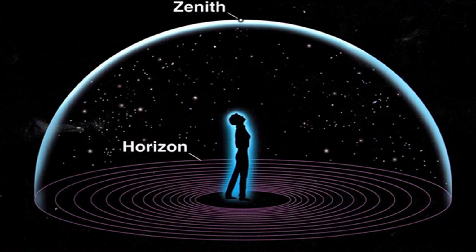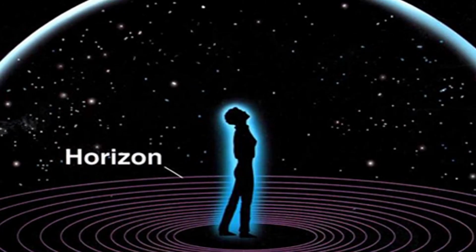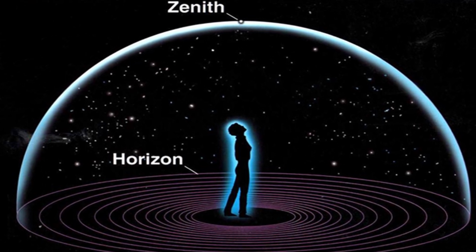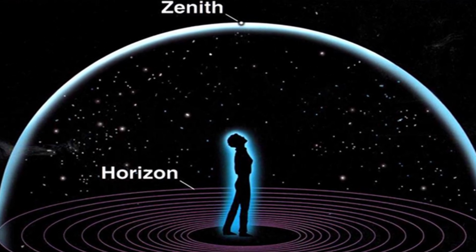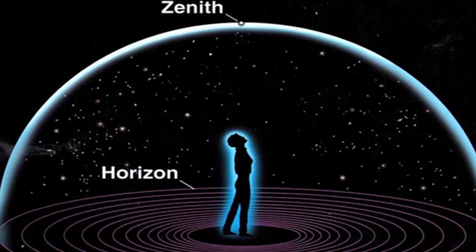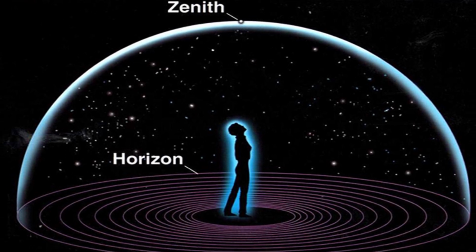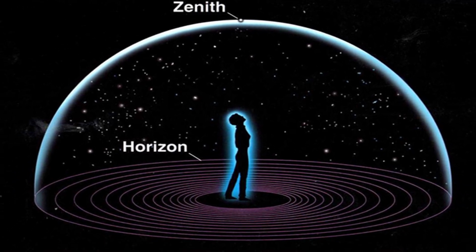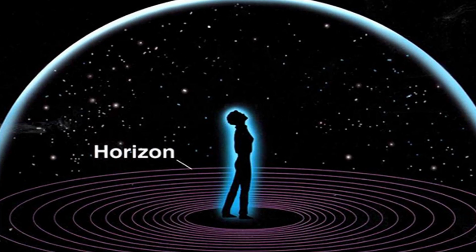The tangent plane at the position of the observer to the surface of the Earth, produced in all directions, meets the celestial sphere along a great circle. This great circle is called the celestial horizon. The direction of a plumb line at the position of the observer, produced both ways, meets the celestial sphere at 2 points. The point straight above the observer is called the zenith and the other one is called the nadir.